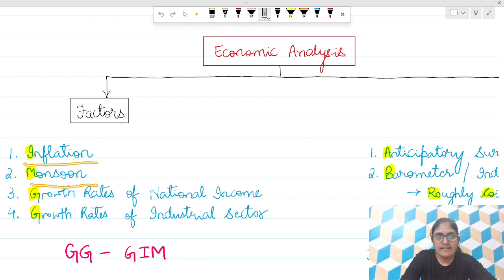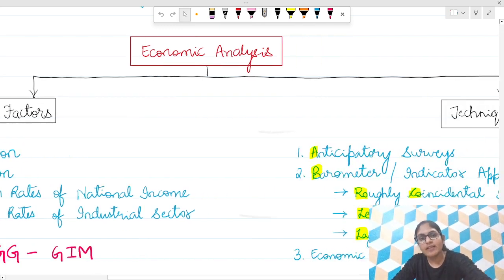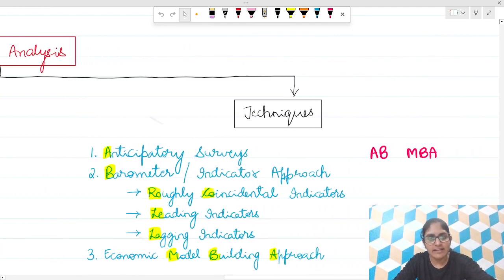Inflation, monsoon. GG means growth rates: growth rates of national income and related measures, and growth rates of industrial sector. Done. Coming to economic analysis techniques.